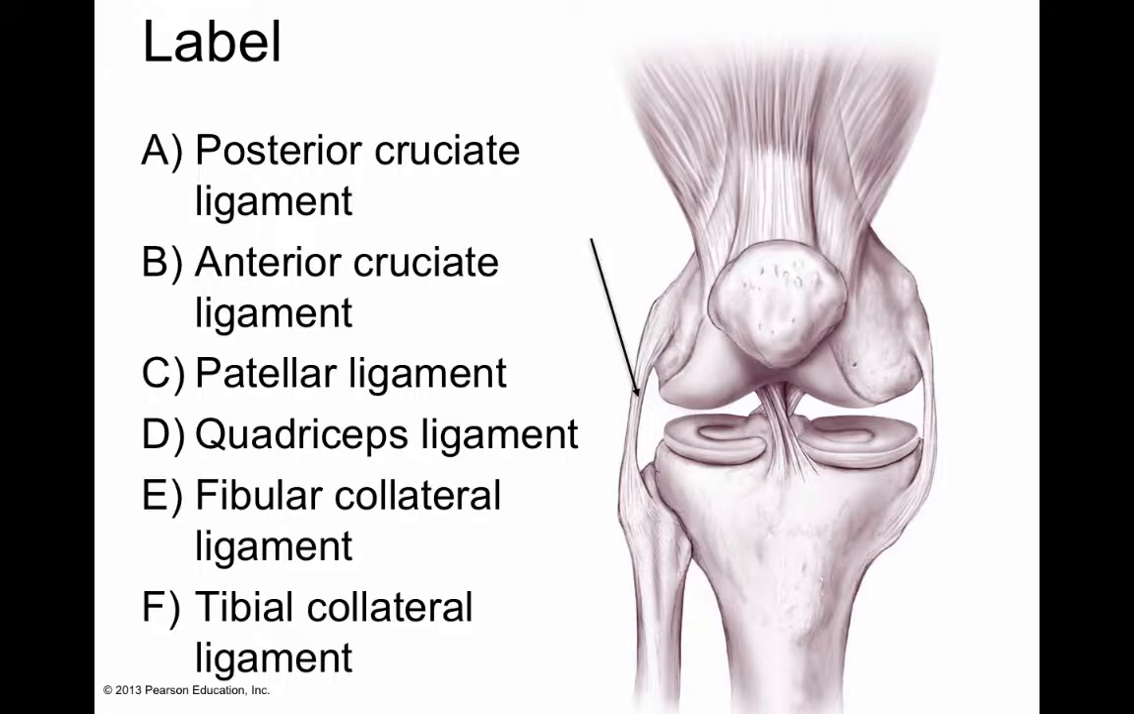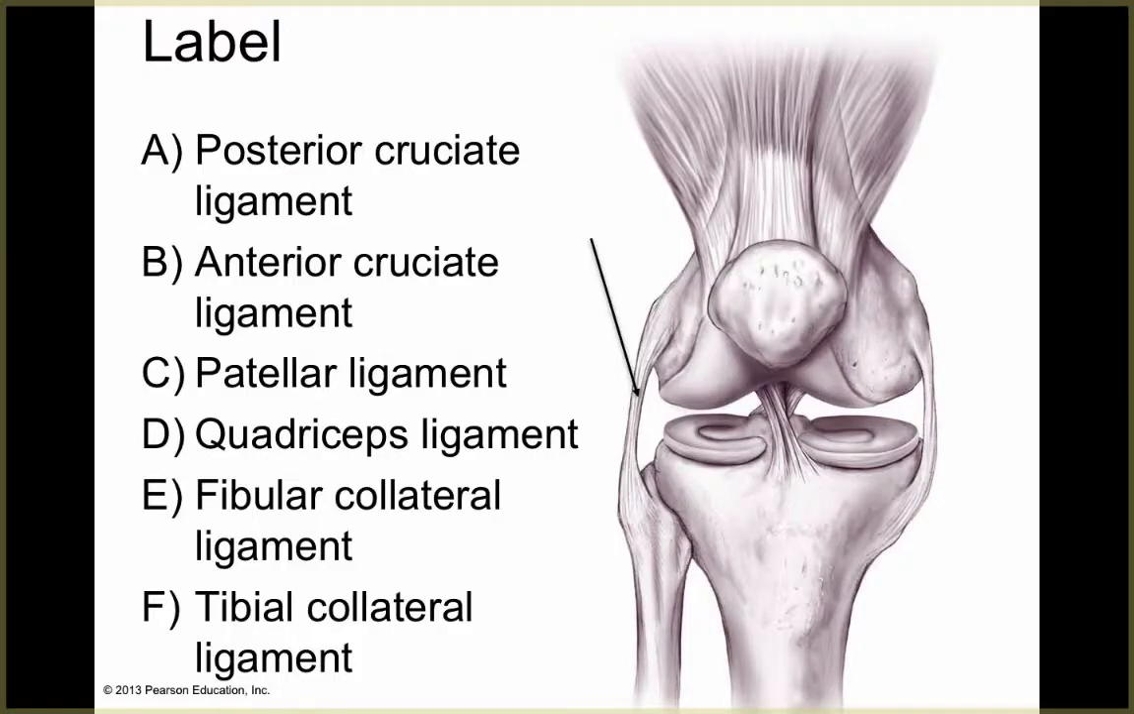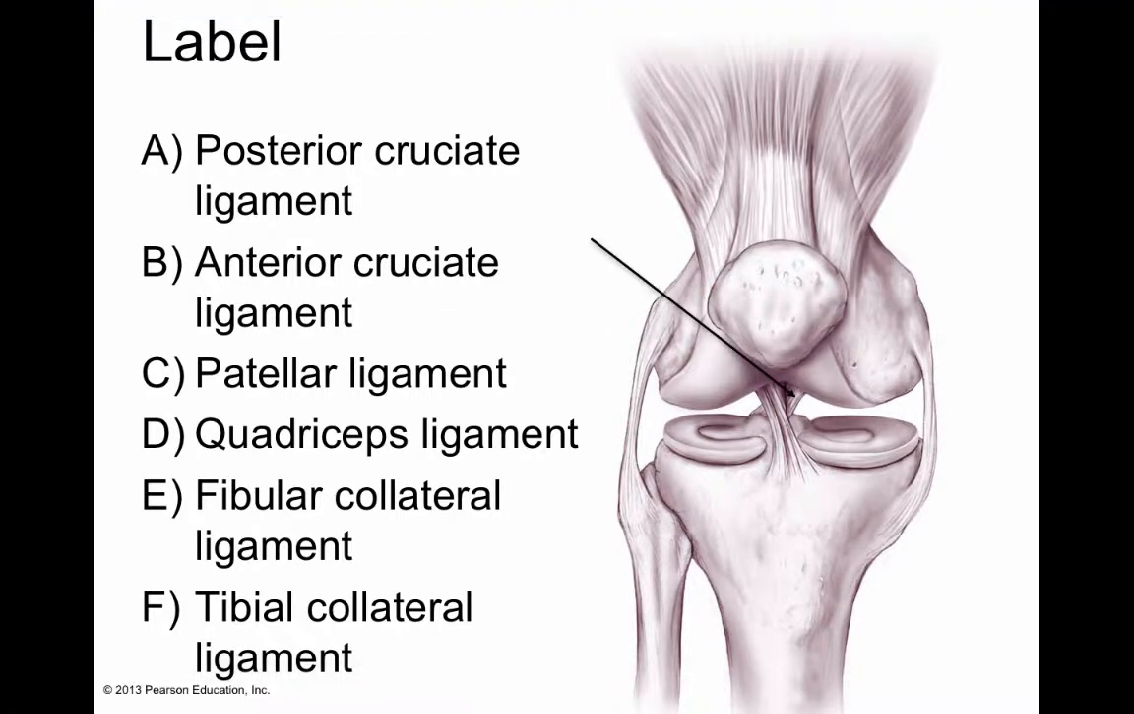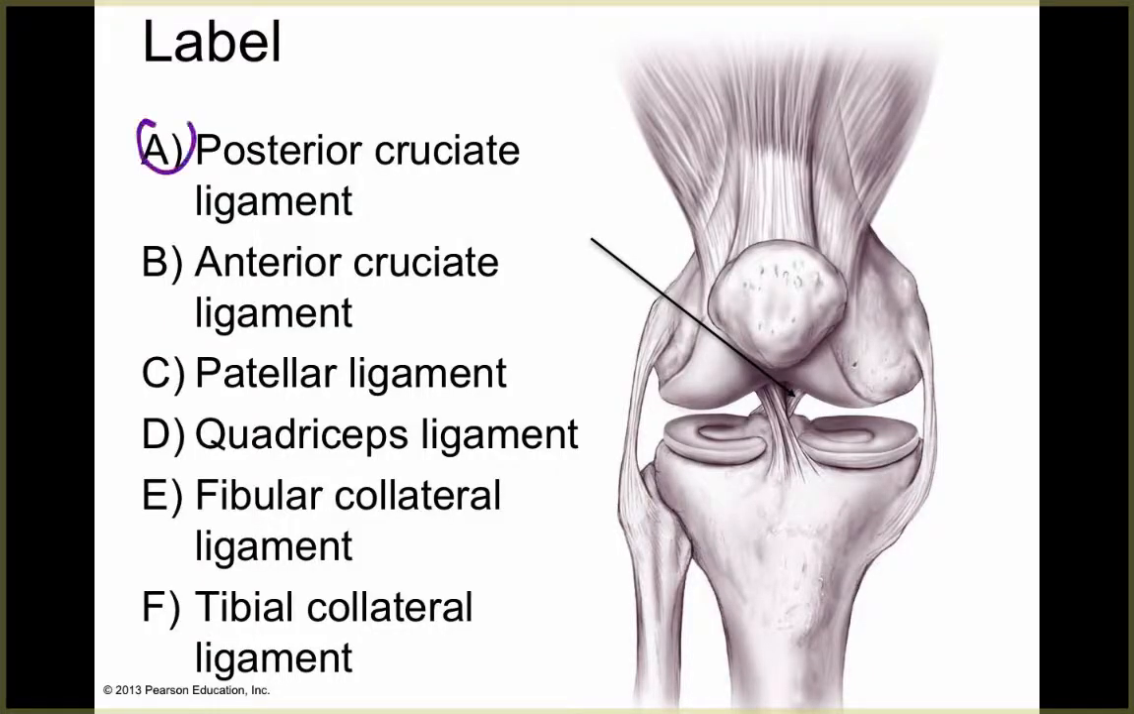How about this one? This is the fibular collateral ligament, also known as the lateral collateral ligament. And this one right here, what is this one? Posterior cruciate ligament, otherwise known as the PCL. Again, with all of these, you will need to know the full name and not just the abbreviations for them.